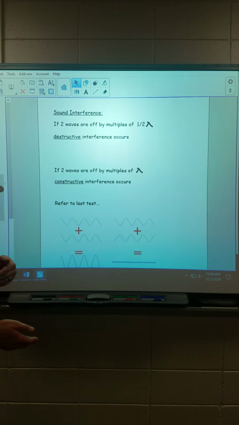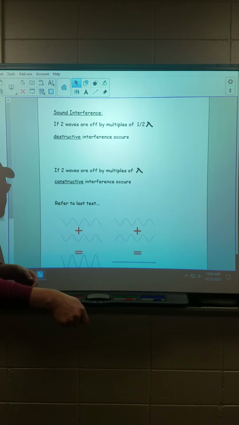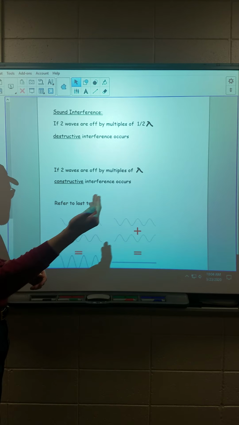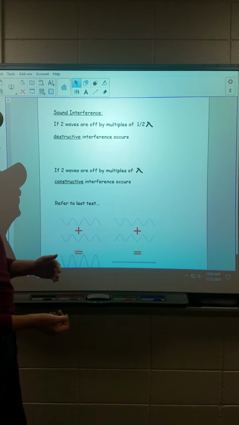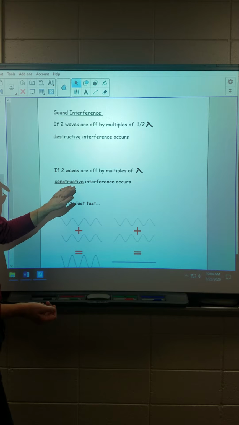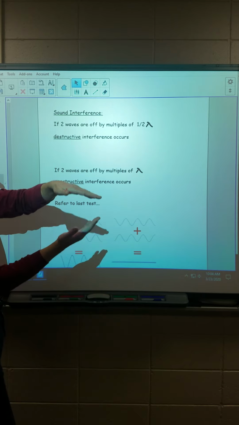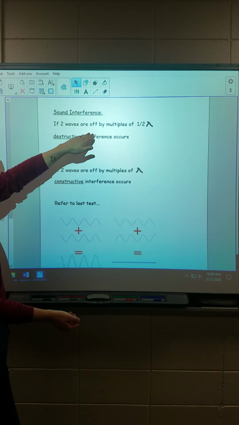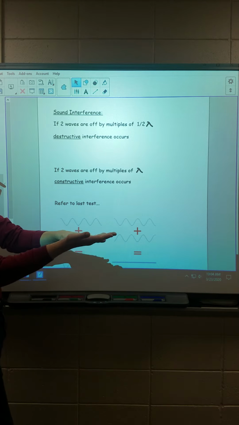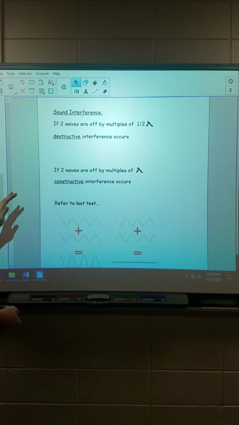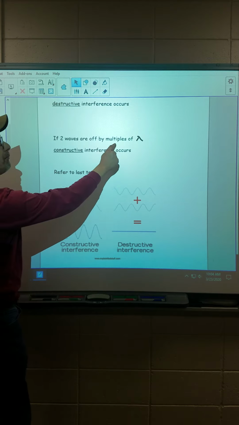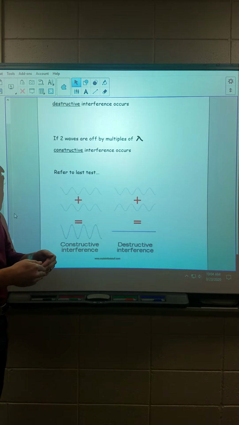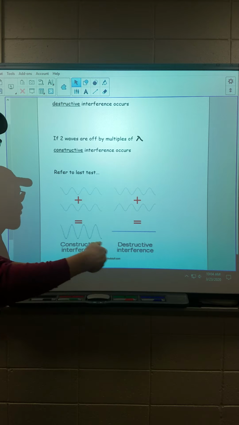Now, if you recall, we were having interference when we'd slop that slinky down one end and it would reflect. Sometimes we would get areas of constructive interference where the crests would amplify each other, or areas of destructive interference where they'd cancel each other out. The way we get constructive interference is if the waves are off by multiples of lambda. It could be off by one wave or two waves or three waves.